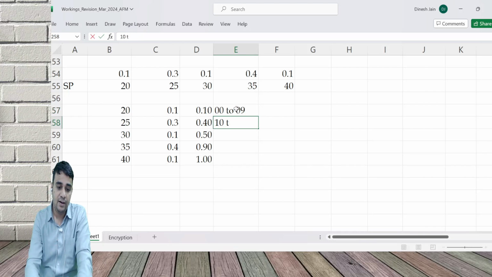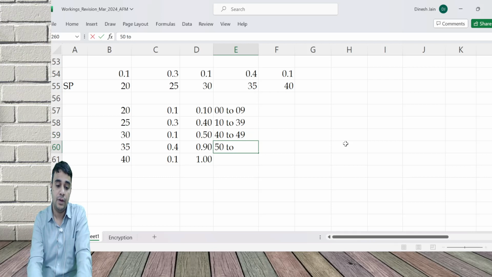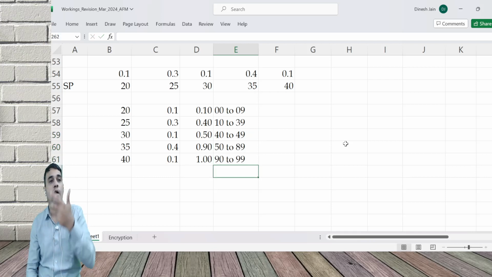Then 10 to 39. 39 is the number before 40. For 40, what should I write? The number before 50, so 40 to 49, and 50 to 89. Why number before? Because I stop at 2 digits.